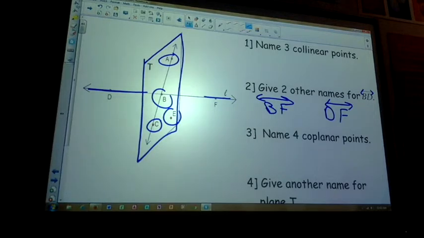So you could put A, B, C, and E, since those are obviously the only 4 that are in there. Okay. Did I name everything there?